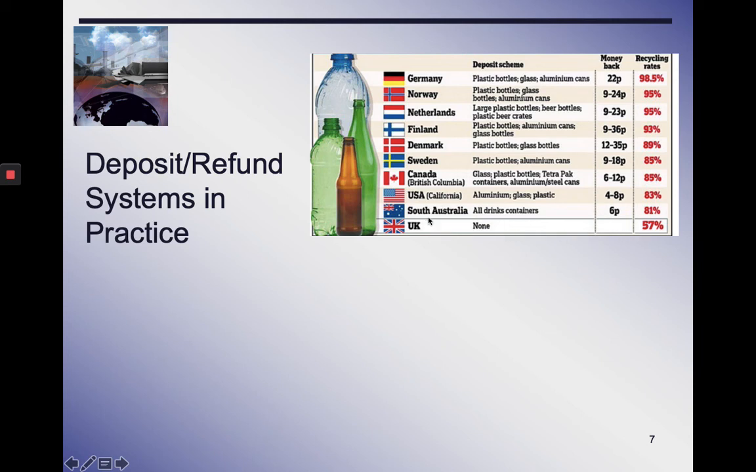Okay, so these are all developed countries, but UK doesn't recycle through deposit refund system, and here it seems that without the deposit refund system, their recycling rate is the lowest compared with other countries with the deposit scheme. For plastic, glass, aluminum cans, beer bottles, plastic beer crates, and so on. Steel cans, usually is for the drinks. And recycling rate tends to increase because of the incentive of wanting to get their money back.